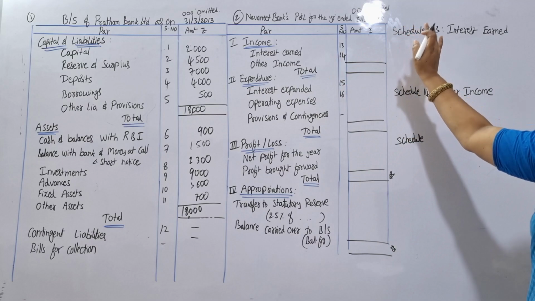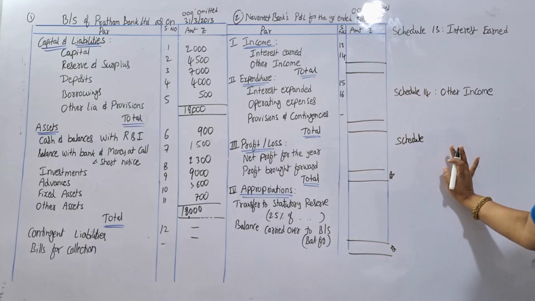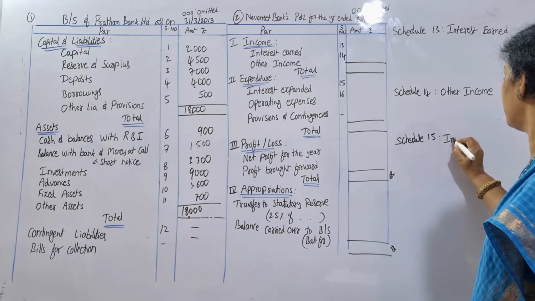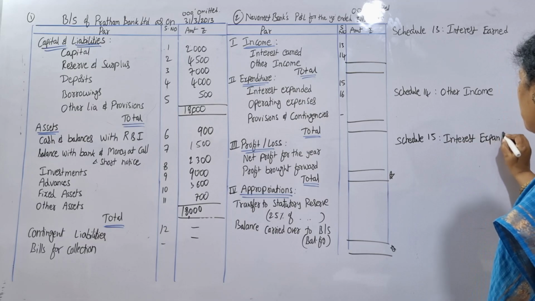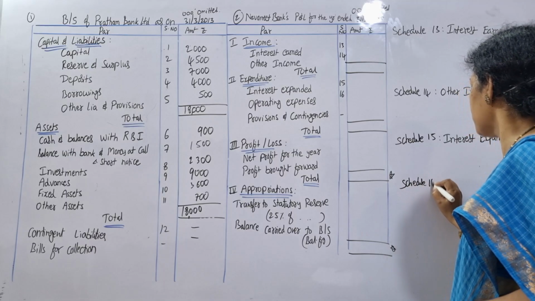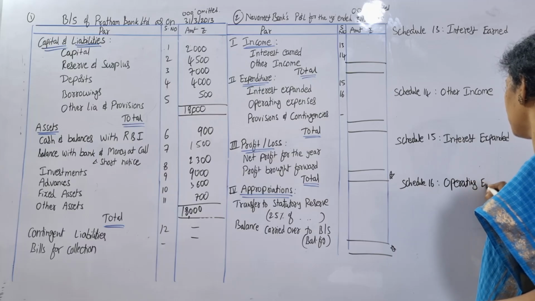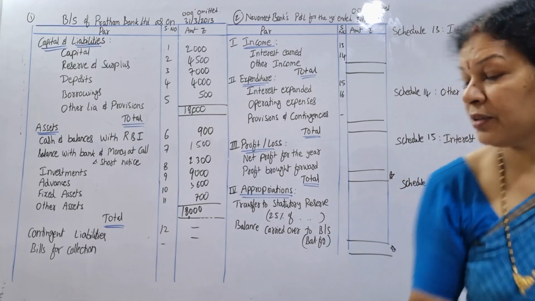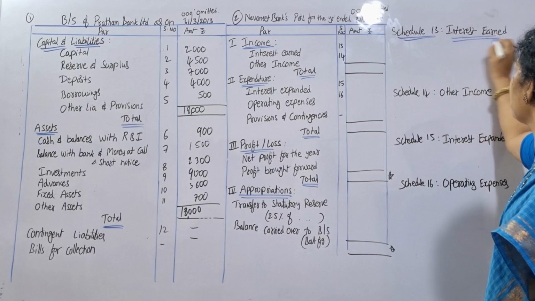Each and every item related to either schedule 13, 14, 15, 16, you are not supposed to show together. You have to show it separately. Schedule 15 is interest expended. Expended means interest paid. Next, schedule 16, operating expenses. So we can underline each and every item. In exam or your notes, always you have to show it neatly.